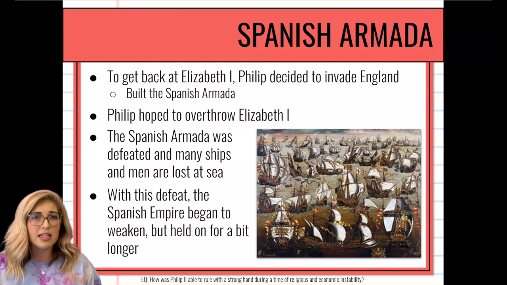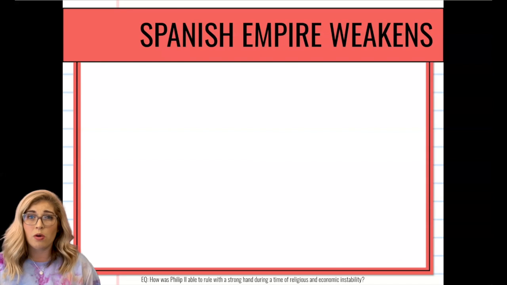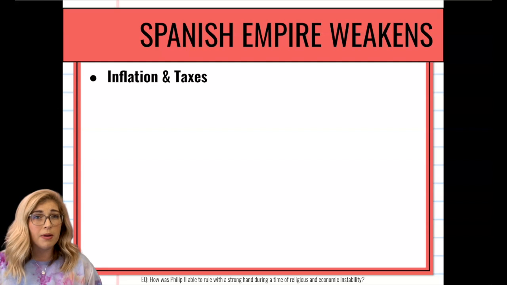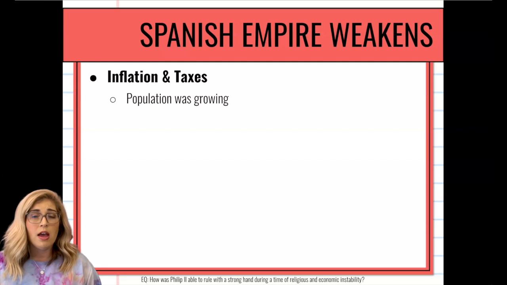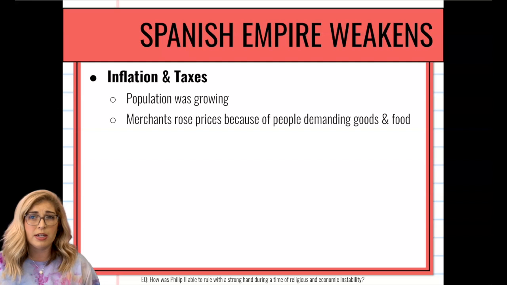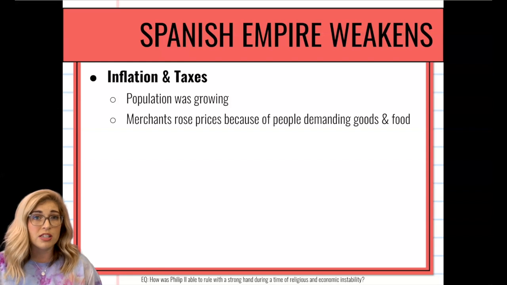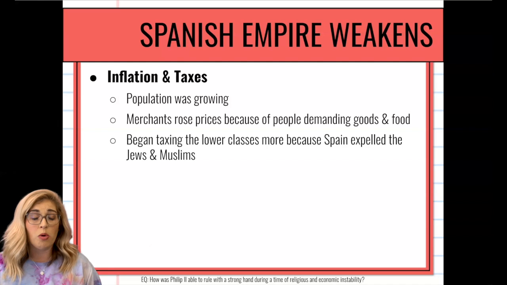So what are some of the things that go into making the Spanish Empire weaken? First off, we have inflation and taxes. Population during this time period was growing. The merchants decide to increase prices because all these people are demanding goods and services and food, so they can raise the price. We also see that the Spanish begin taxing the lower classes because Spain expelled the Jews and the Muslims out of Spanish provinces. So they're going to take advantage of the lower class, who are not going to be very happy.